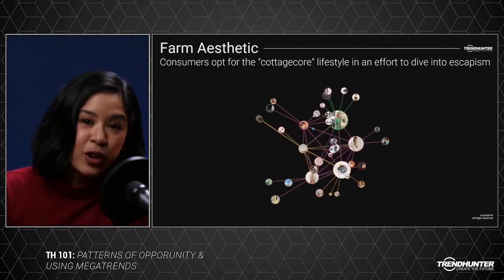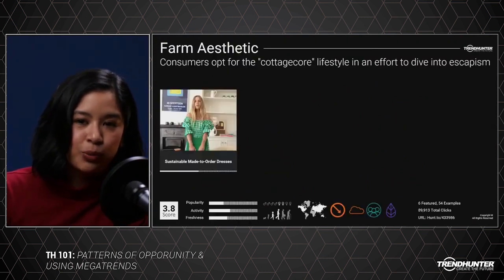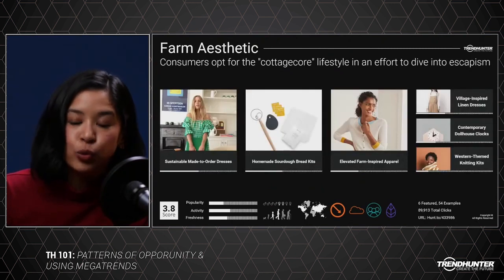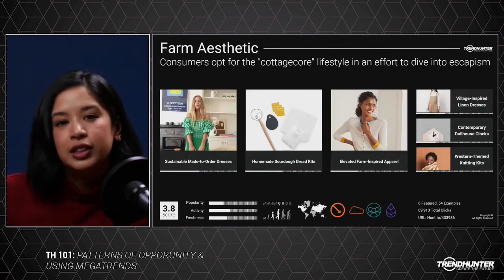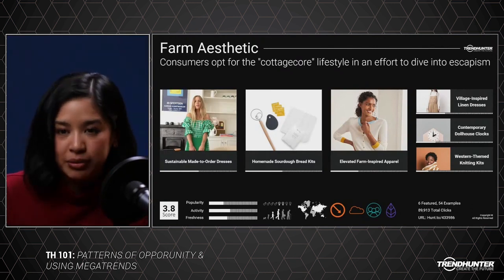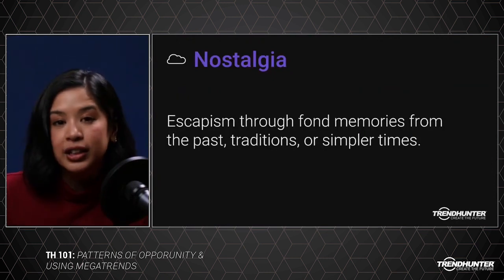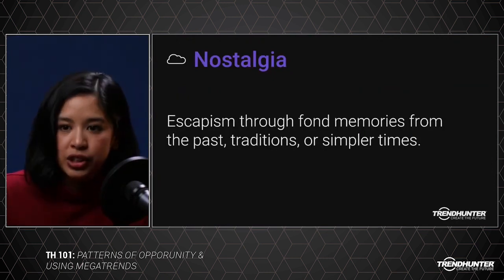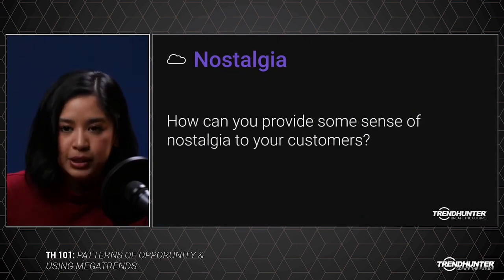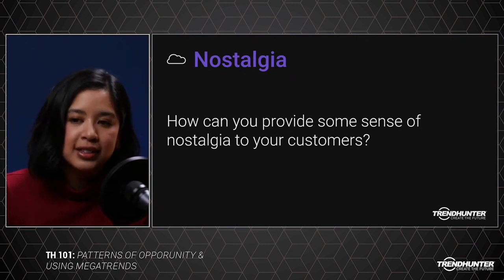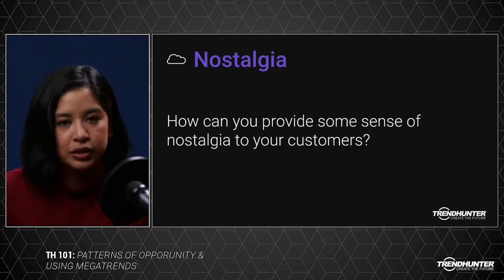Now, this idea of cottagecore is not just something that lives on social media anymore. It's impacting a ton of different industries. In farm aesthetic, we see the cottagecore lifestyle changing the fashion industry, the interior design industry, the CPG industry. Nostalgia is all about escapism through fond memories from the past, traditions, or general simpler times. So the question to consider here: how can you provide some sense of nostalgia to your customers?